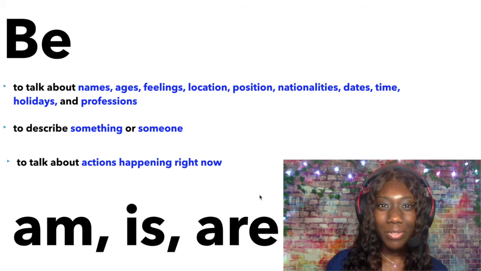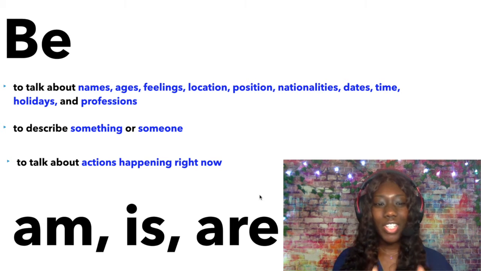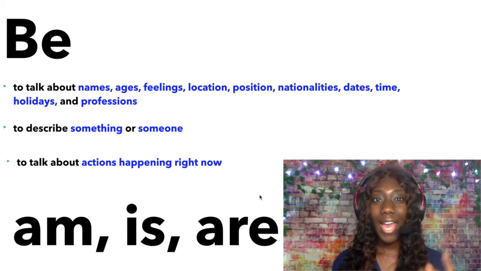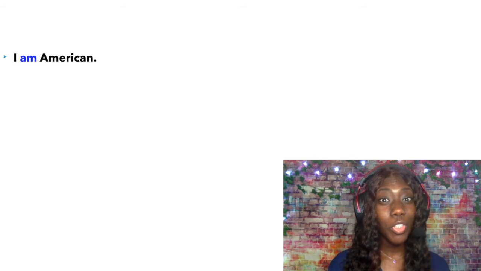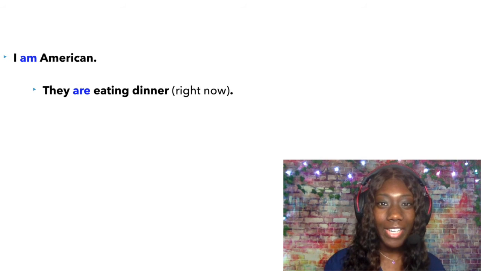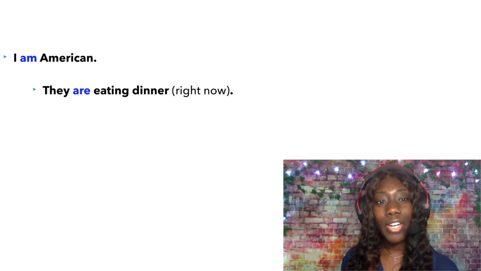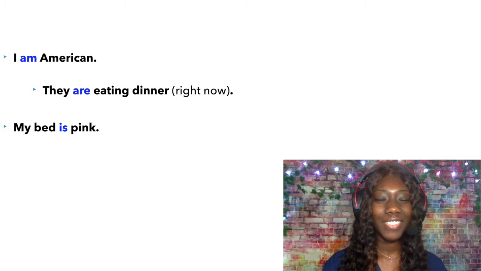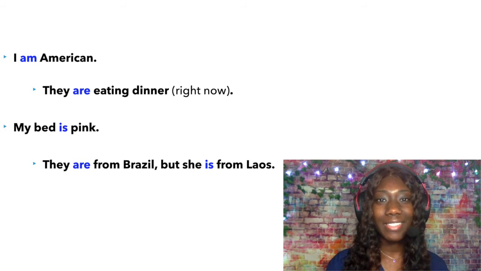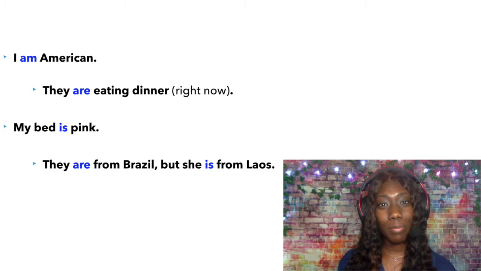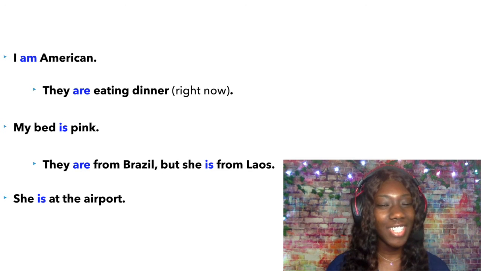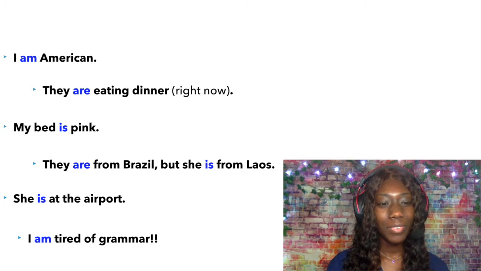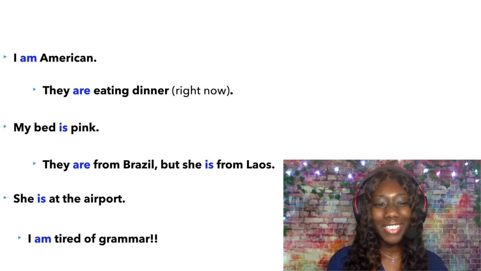Let's look at a few examples of how the conjugated forms of to be, am, is, and are used in sentences. You can say, I am American. They are eating dinner. My bed is pink. They are from Brazil, but she is from Laos. She is at the airport. I am tired of grammar.